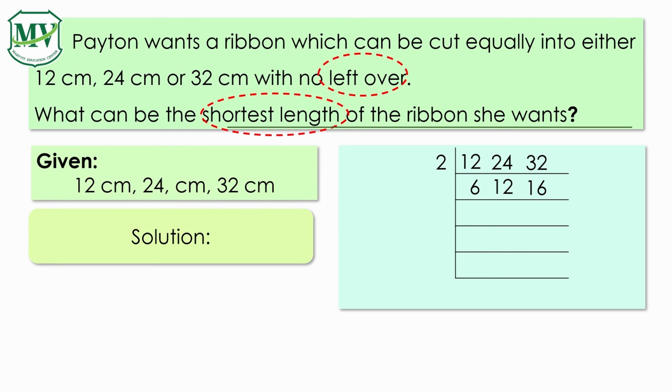Next, can we still divide it by 2? You're right. 6 divided by 2 is exactly 3. 12 divided by 2 is 6. 16 divided by 2 is 8. Next, what prime number can we still use to divide? 3. 3 divided by 3 is 1. 6 divided by 3 is 2. And we bring down 8 since we can't divide it to 3.